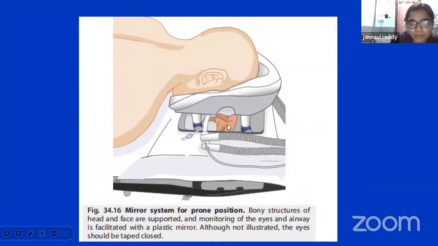And in this picture, the eyes are not covered, but usually the eyes are covered and padded properly. And the mirror is placed here so that we can assess the airway, whether the endotracheal tube of the patient is in place or not, any injuries pertinent to the patient, and any pressure on the patient. Bony structures of the head and face are supported. Monitoring of the eyes and airways is facilitated with a plastic mirror. Although not illustrated, eyes should be closed. Eyes should be taped closed.